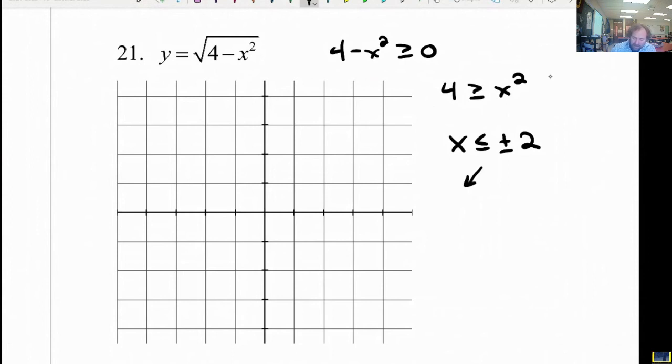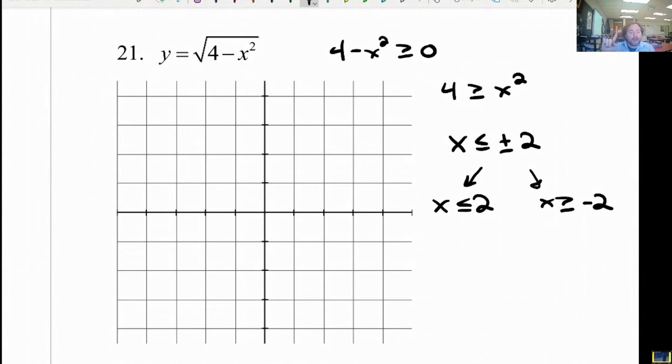And what that means is that x basically has a lower end and a higher end. X has to be less than or equal to 2, but also x has to be greater than or equal to negative 2. Any number in between this range, if you square it, gives you a number that is less than 4.